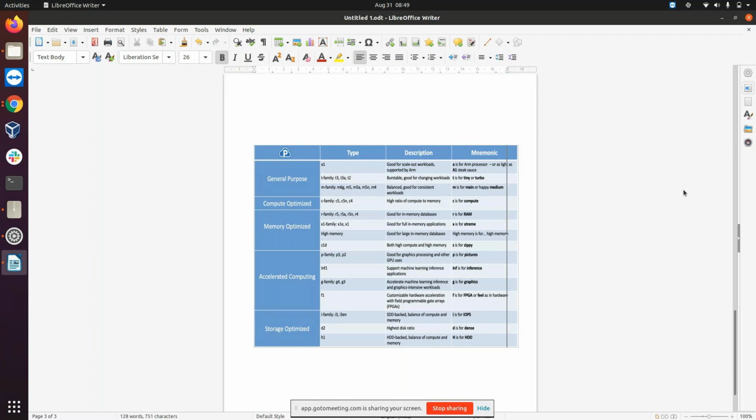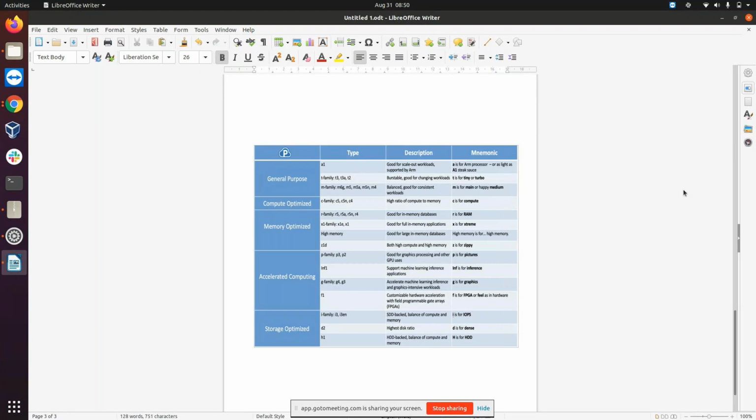Then next is storage. Storage clearly tells you that you need huge storage, so you consider storage optimized instances. There are families called I3, I3 Gen, D2, H1. It's SSD backed, and it automatically balances between your compute, memory and your disk performance, where your data is going to be stored.